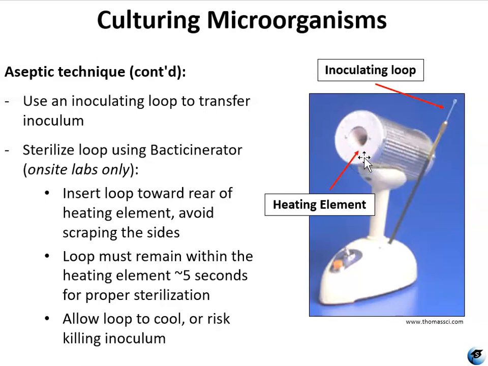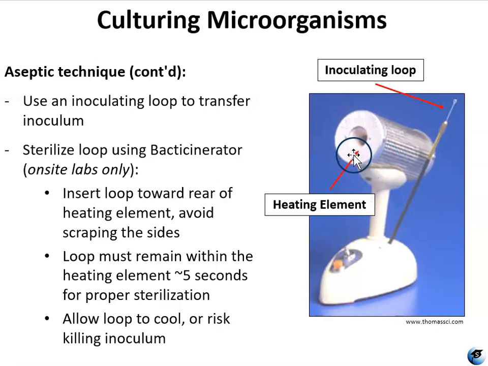And then you hold that loop in the heating element for at least 5 seconds, but you don't want to hold it in there longer than about 10 seconds because you can actually melt the loop. These bacti-incinerators get up to about 400 degrees Celsius, so you can melt a metal loop in there. So about 5 seconds, no more than 10 seconds.